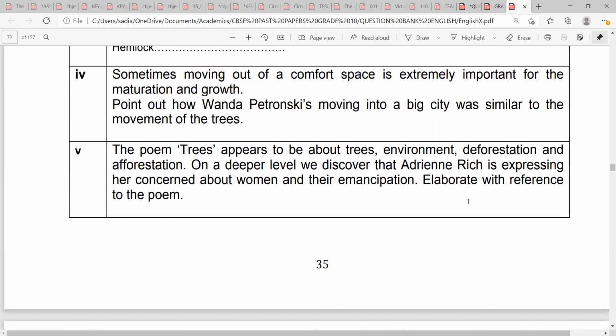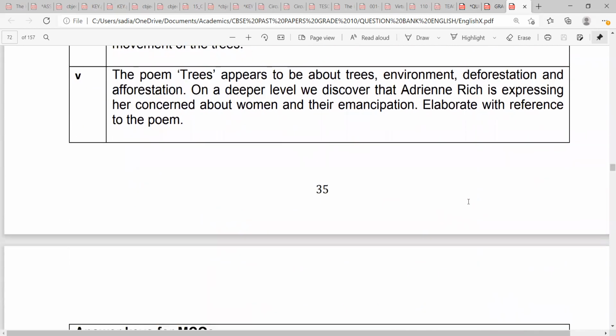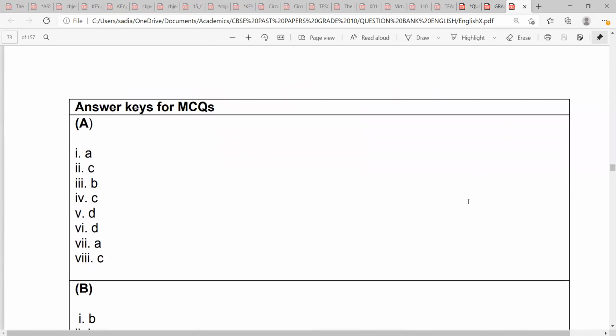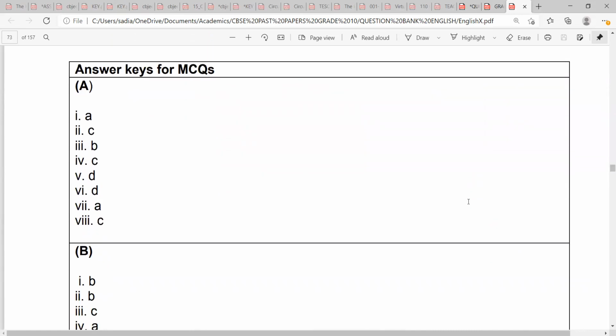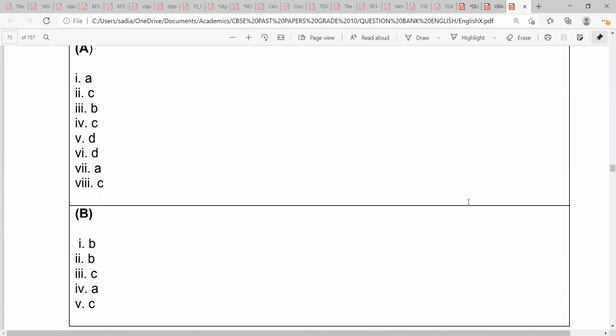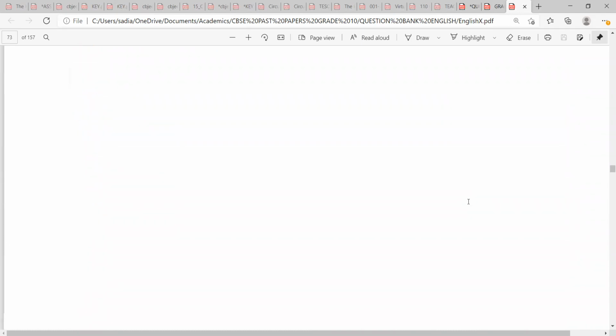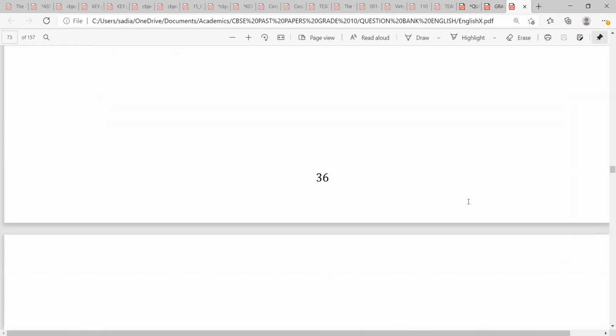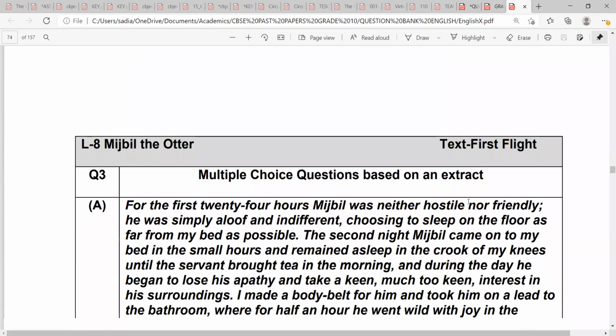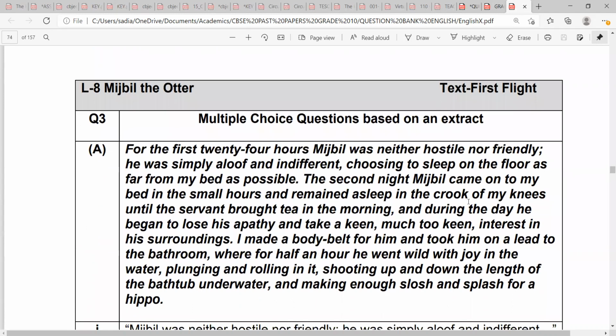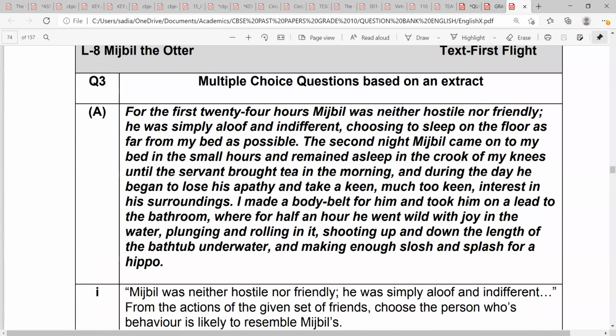If you ask a question whether deleted portion and the known portion, the best is to know the portion, the deleted portion, so that you are well aware. Answer keys to the MCQs. Be mindful of the deleted portion. Which is the author, textbook, first flight.